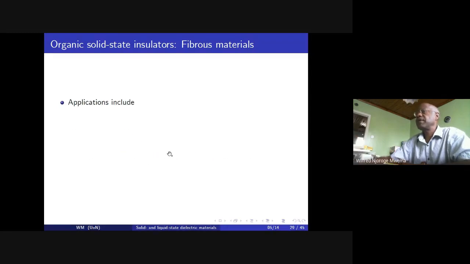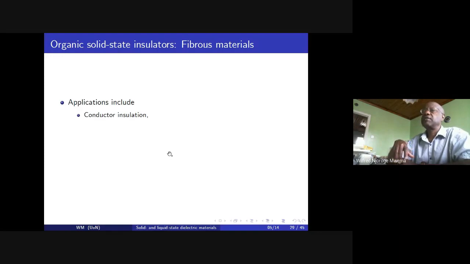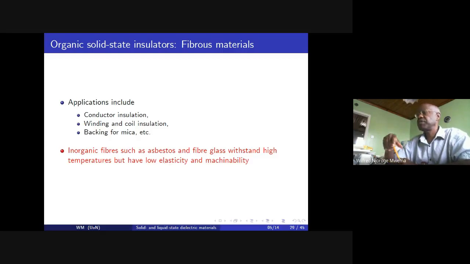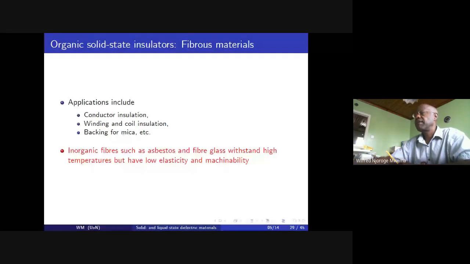Applications, however, include conductor insulations. We have winding and coil insulations, backing for mica, etc. So inorganic fibers such as asbestos and fiberglass will withstand high temperatures but have low elasticity or unmachinability. That is, you cannot machine them easily.